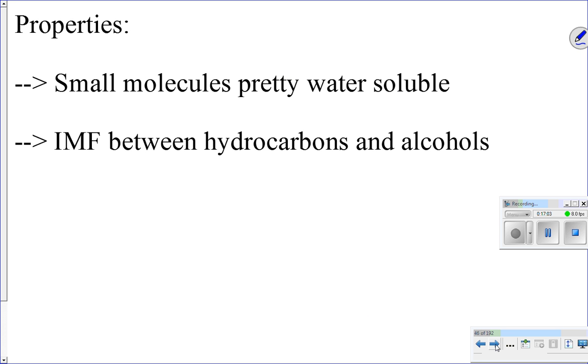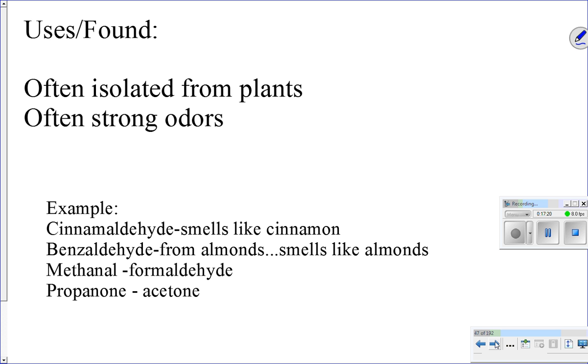Properties of these molecules: they're generally small molecules that are pretty water soluble. They tend to be pretty polar because they're pretty asymmetric, especially the aldehydes. The intermolecular forces are somewhere between the hydrocarbons and alcohols, so they have pretty moderate boiling points. You will tend to be able to smell them a lot because they do vaporize a little bit more easily than something like water. They're also often isolated from plants, and many of them produce strong odors.